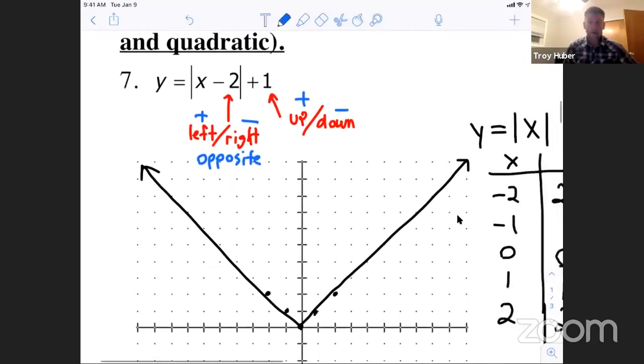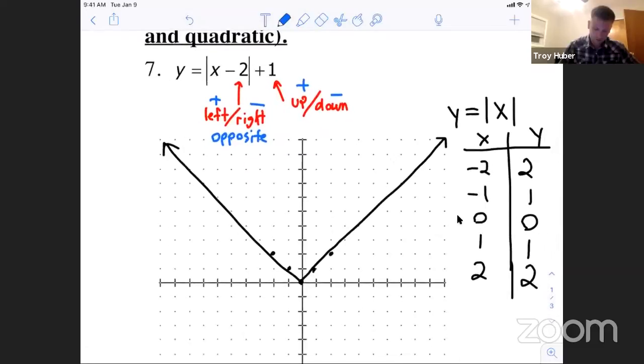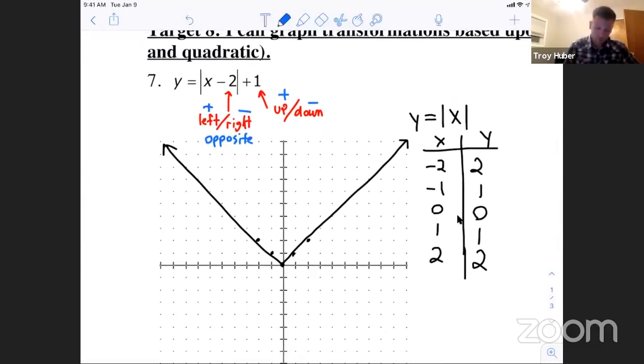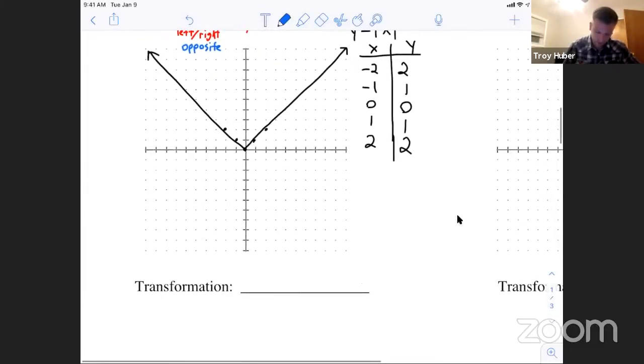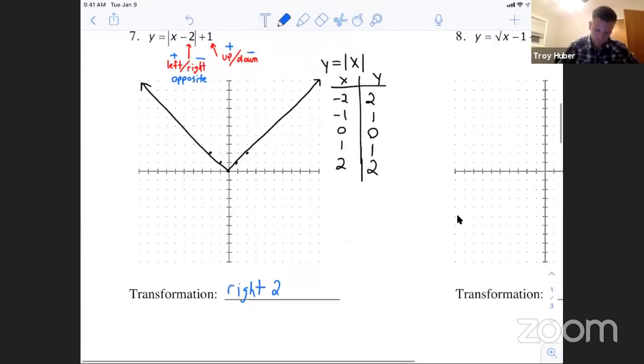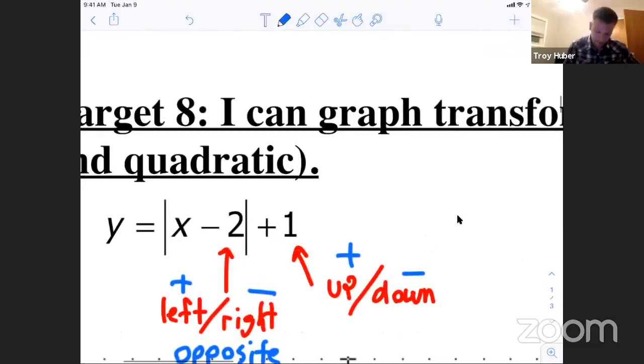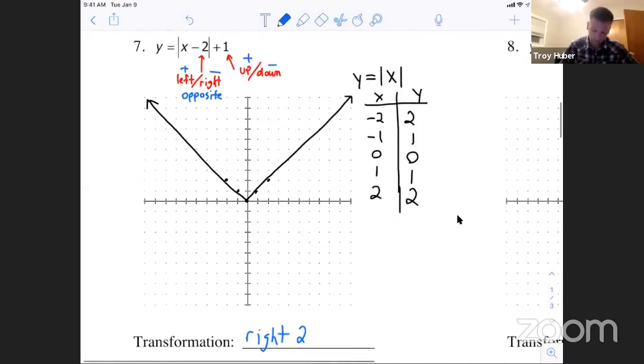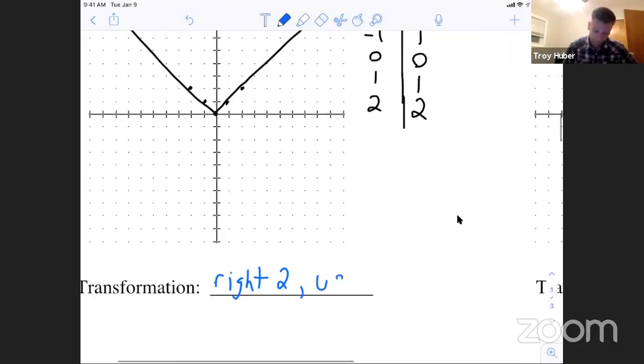All right, so now what I can do is I can use my parent function and I'm going to shift this graph right 2, because it is a negative, and then I'm going to shift it up 1 because it's a positive 1. So I'll write that down here at the bottom. Up 1.